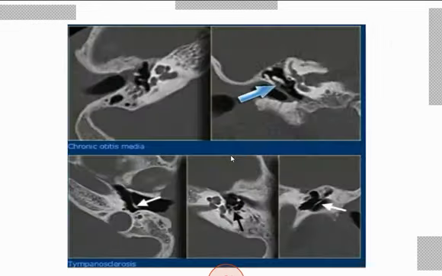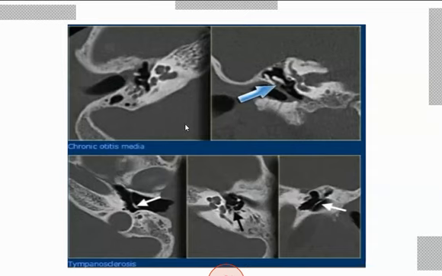This is nothing but a sigmoid sinus plate, a thin plate of bone which separates the mastoid air cells from the sigmoid sinus. And sometimes this is very thin, and the sigmoid sinus will be forward lying into the middle ear, the posterior middle ear.